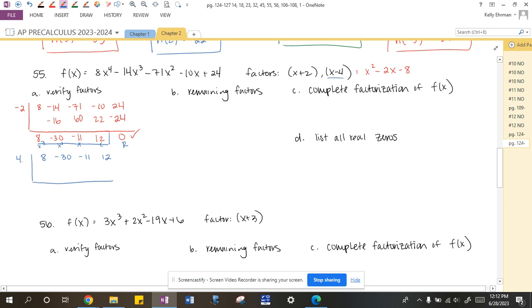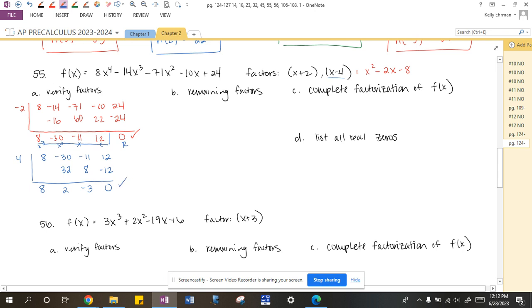Remember, 4 is supposed to be a 0. X minus 4 is supposed to be a factor. So I should get 0 in the remainder spot, which means I should get -12 right here. And I just have to do the math correctly. Drop down the 8, multiply, add, multiply, add. 4 times -3 would be -12. I get 0. It's awesome.